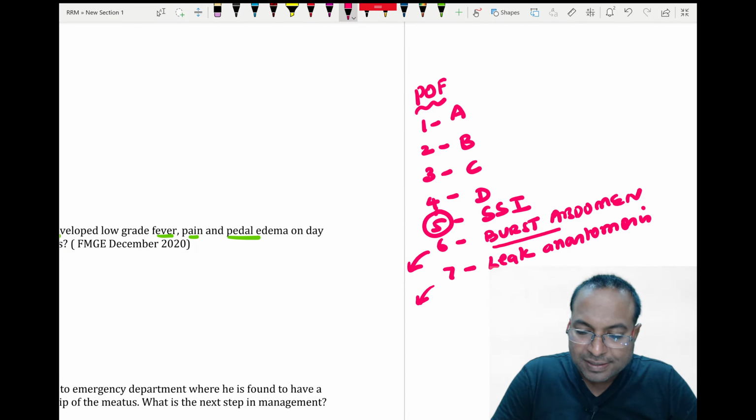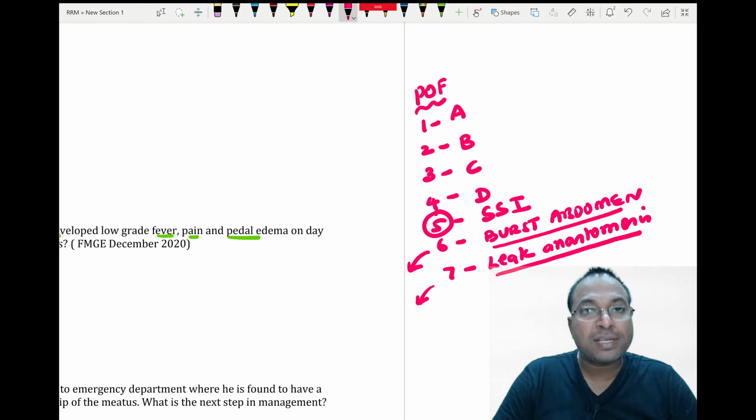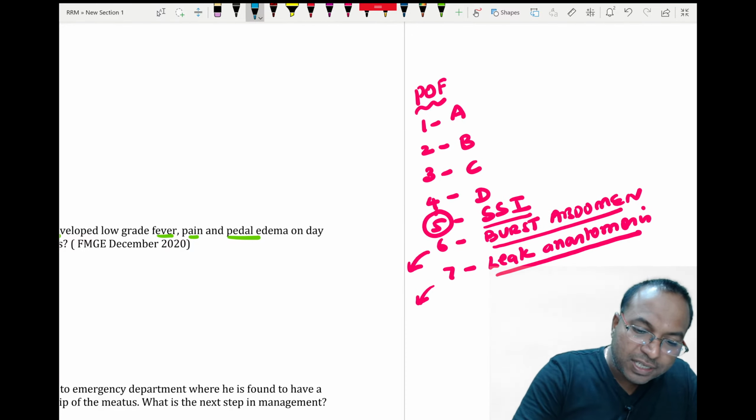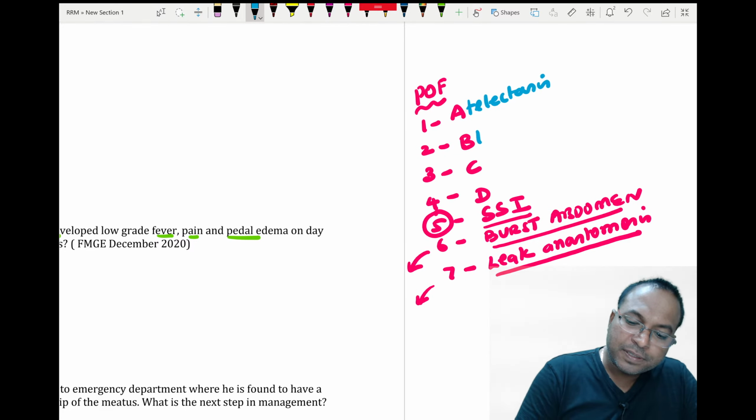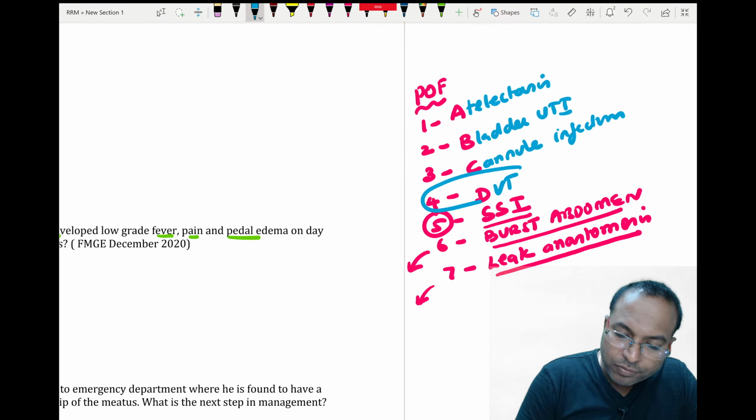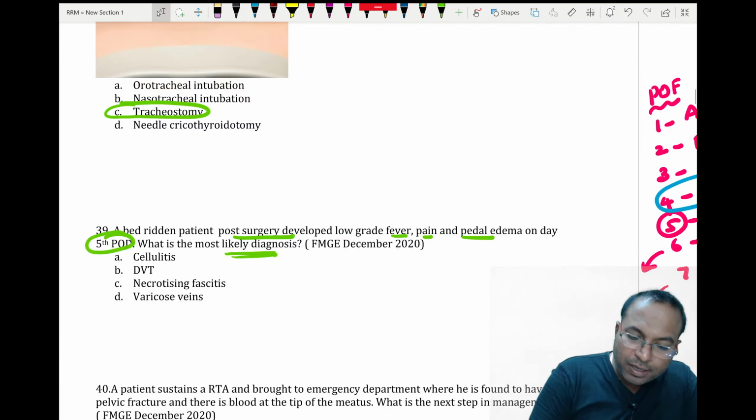So 6 is burst abdomen, 7th day fever is anastomotic leak, 5th day fever is surgical site infection, 1st day fever is atelectasis of lungs, 2nd day is bladder infection, UTI, 3 is cannula or Venflon infection, and D is DVT. So on the 4th day the cause of fever is DVT.